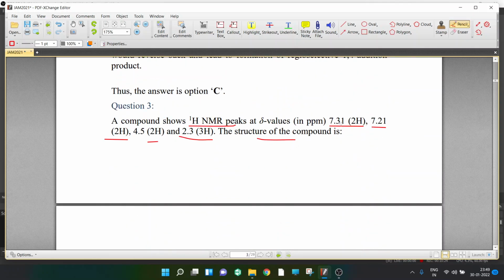So what is there in the aromatic region? We are having around 2 kinds of protons. One is at 7.31, 2 protons, that means 2 protons are there in the aromatic region which are in a chemically identical environment. Similarly, at 7.21 another set of 2 protons are there in the aromatic region which are in a completely identical environment, right? So basically on the aromatic ring 4 protons are there.